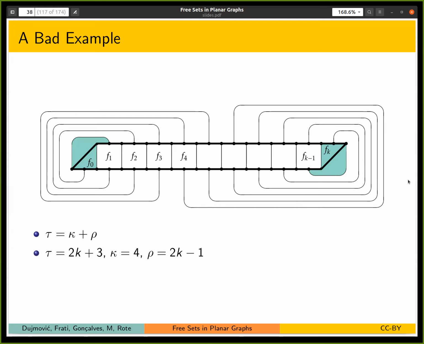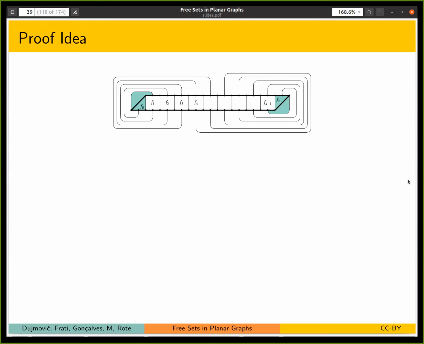Okay, so we have to be able to resolve this somehow. I mean, we can't just take the cycle that we are given and use that, because there are bad ones.